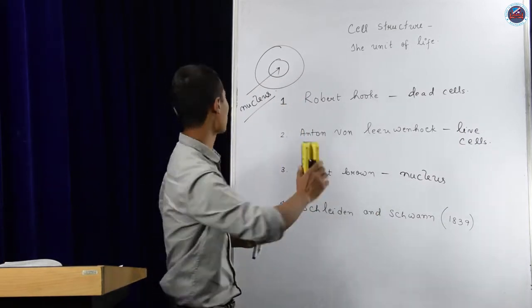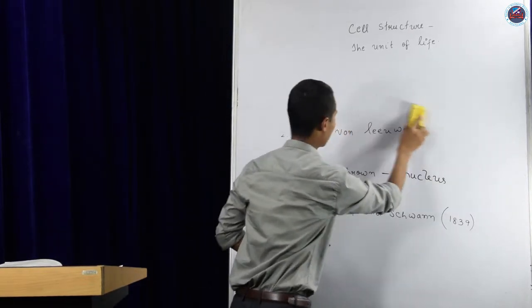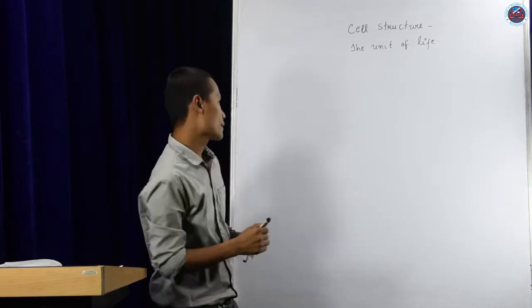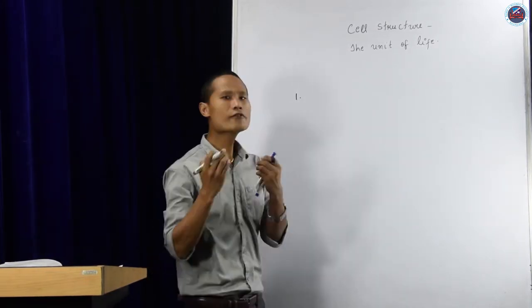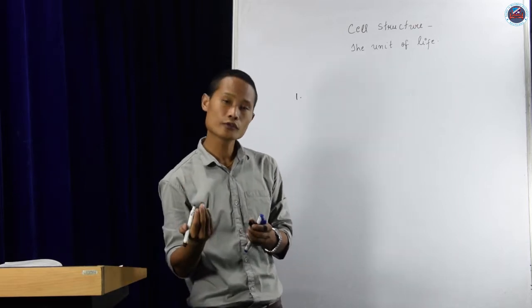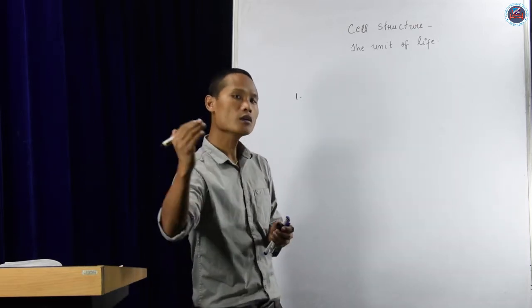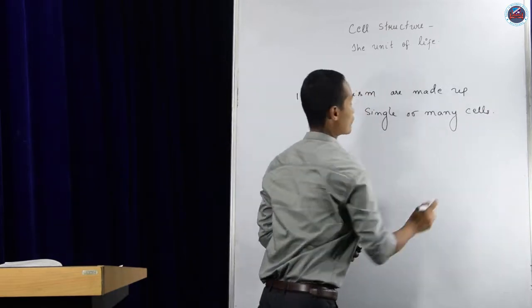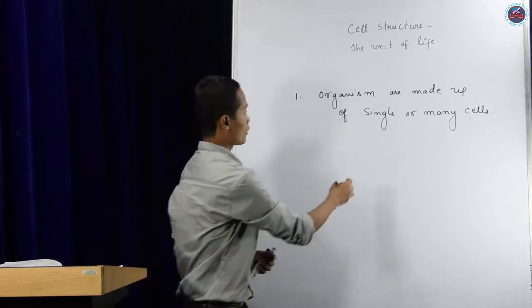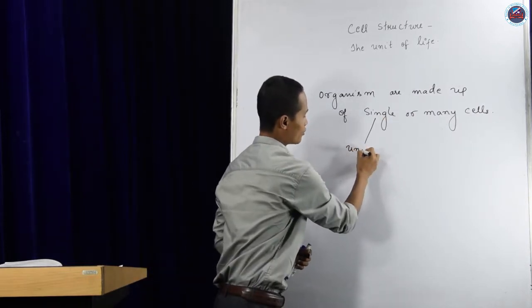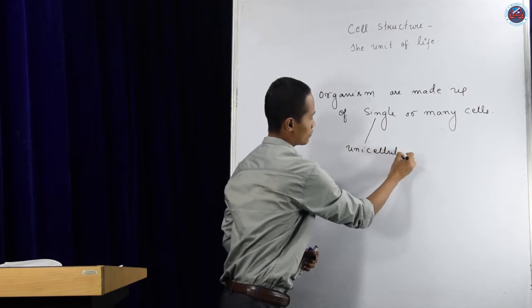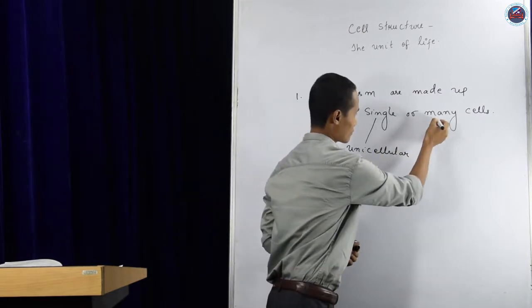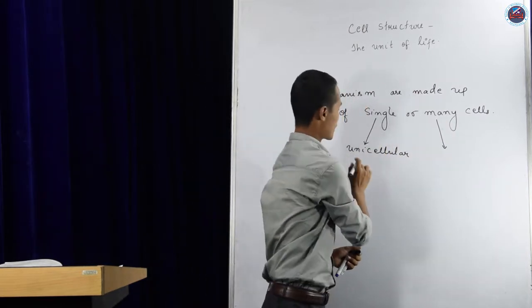Let's try to discuss some of the points that they had explained. The first point was all the living organisms are made up of either one single cell or many cells. So the first point is very important. Now when I say single, you can say unicellular. If any organism is made up of a single cell, it is said to be unicellular.